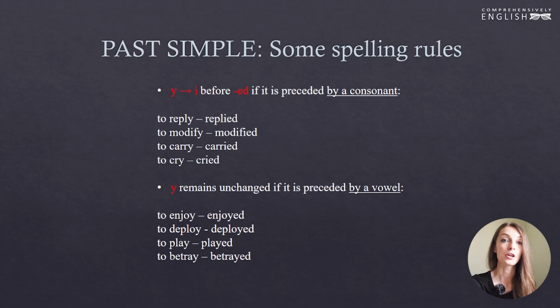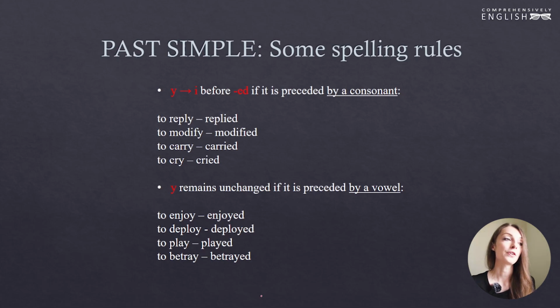Another set of rules that you have to remember is when do we need to change the letter Y into I when we add ed. So we change Y into I before the ending ed if it is preceded by a consonant. To reply, replied. To modify, modified. To carry, carried. To cry, cried. Y remains unchanged if it is preceded by a vowel. To enjoy, enjoyed. To deploy, deployed. To play, played. To betray, betrayed.